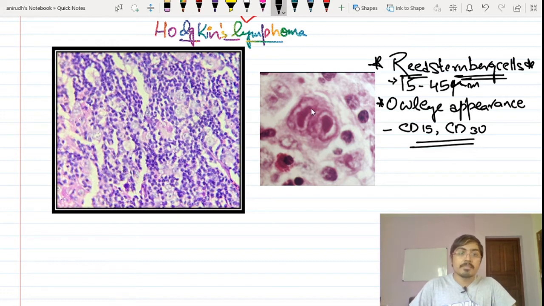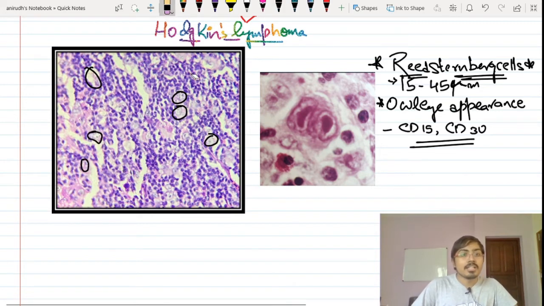This is a zoomed in image, and here you can see cells like these are your Reed-Sternberg cells. You can see cells over here. Many big cells can be seen. So these are Reed-Sternberg cells. Although their morphology cannot be very clearly and classically appreciated here, if you go for a better zooming, you will be able to see that.